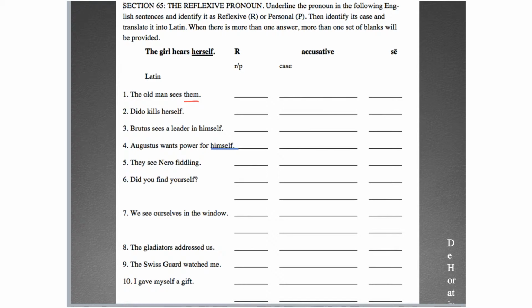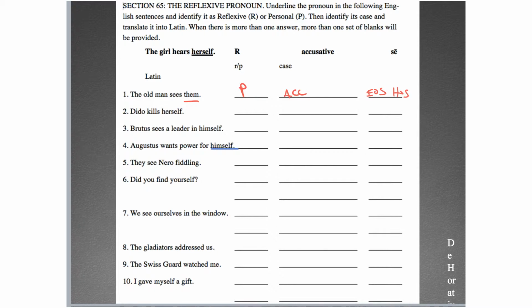All right, the easy way to go is just no self or selves in the plural suffix. So this is going to be a personal pronoun. It is accusative because it's receiving the action of the verb. And the Latin would be something like eos, hos, illos, something like that. Any of those will do.